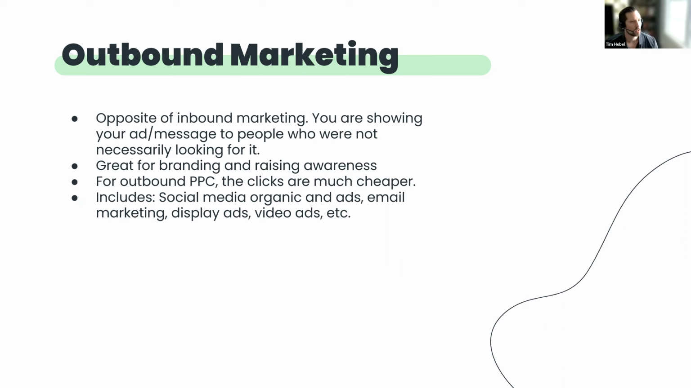They're seeing your message over and over, ideally on social and display and these other platforms. Compared to Google Ads, the pay-per-click costs are generally much, much cheaper. Like a lot of these social platforms, the clicks are $1. And outbound marketing can include social media, both organic and ads, email marketing, display ads, video ads, some types of email marketing. Oh, I already said that.